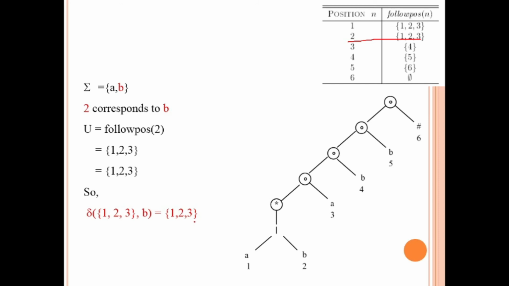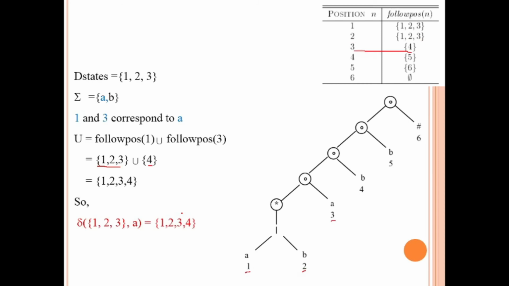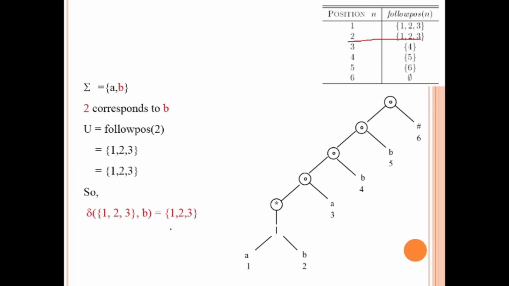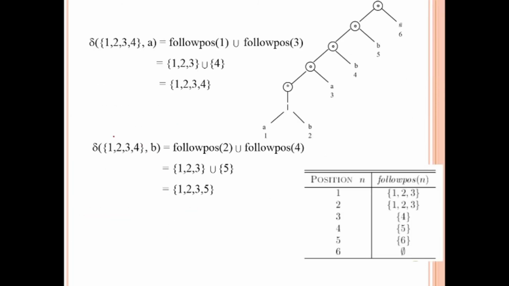Now whatever the new states we have got, we will apply A and B on these new states. We have considered state 1 2 3. We'll take now the new state, that is 1 2 3 4. On this state we'll apply A and B. So moving ahead, on this 1 2 3 4 I will apply A as well as B.